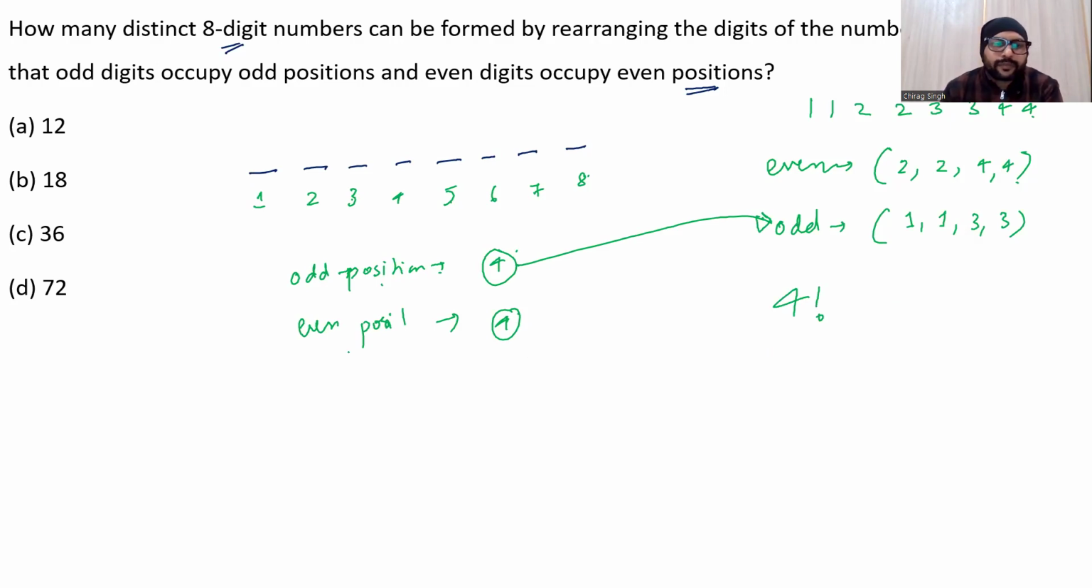And now, on these 4 even positions, I have to fix 4 even digits. So what will be the case? 4 factorial again. But what do I have to do now?